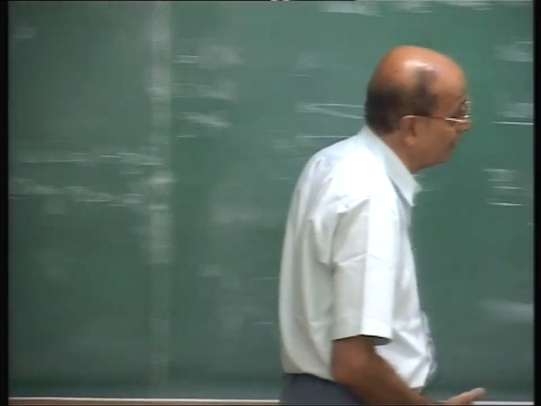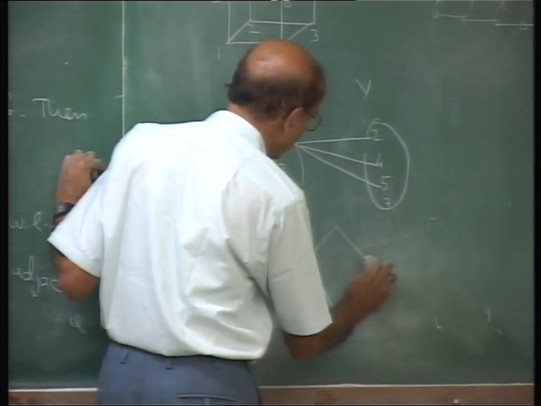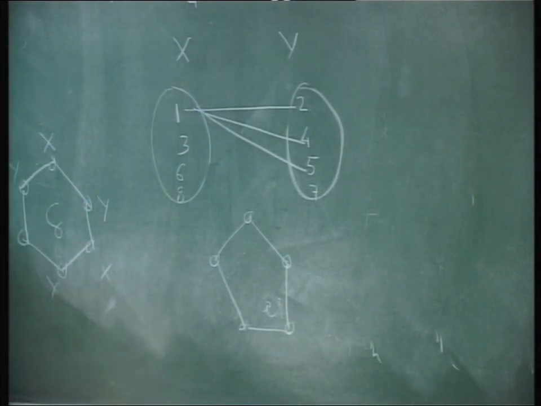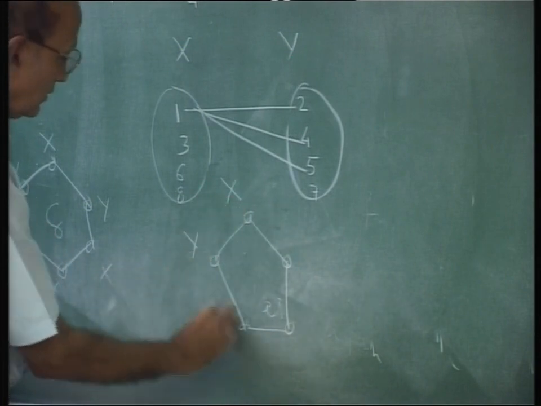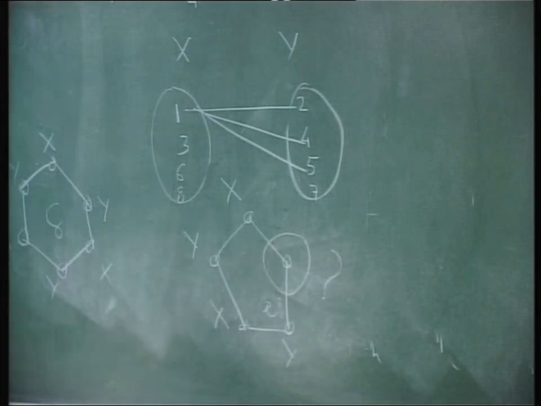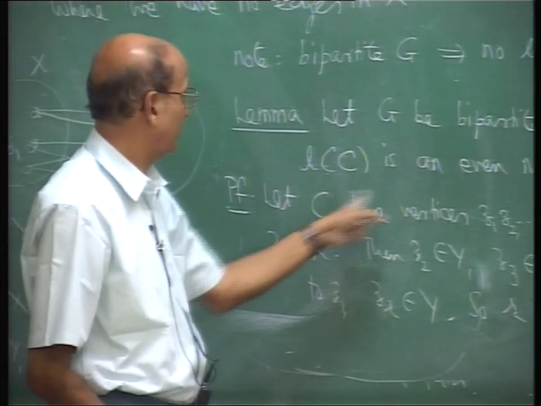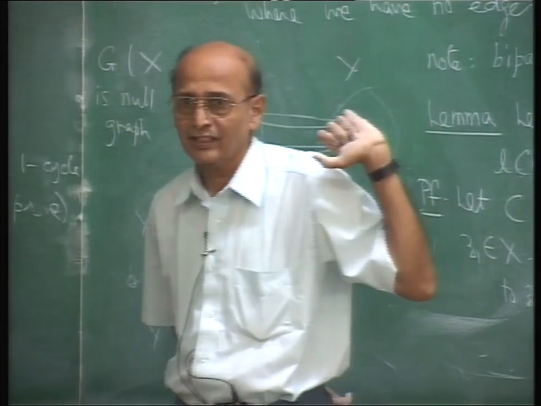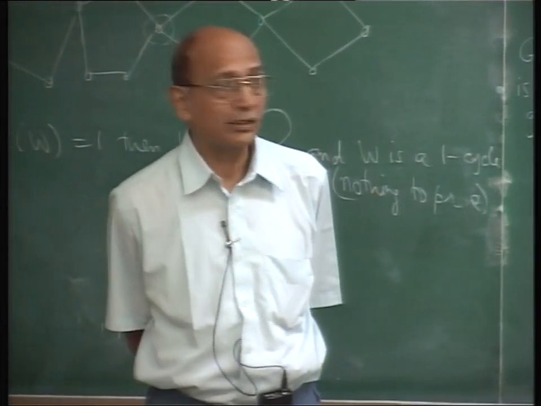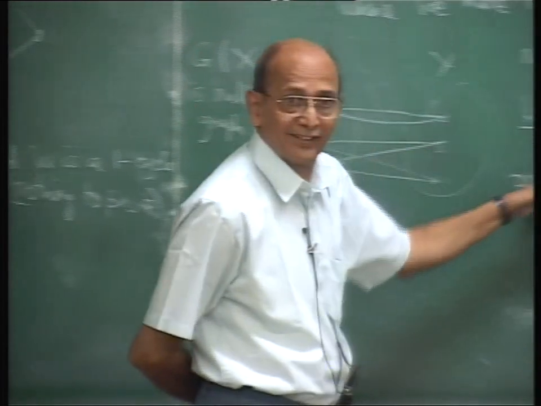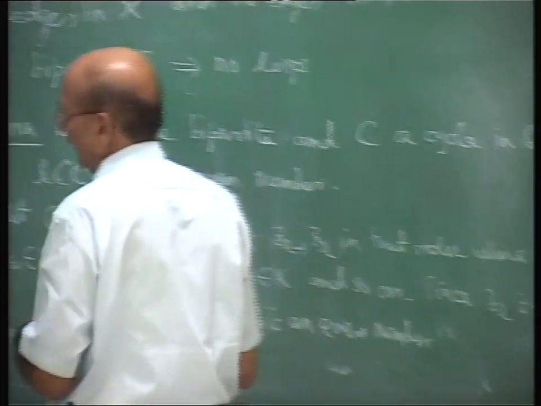What about an odd cycle? In fact, this is already proved in this lemma. So odd cycles cannot be bipartite. Therefore, it does look like if you don't have odd cycles, then your graph should be bipartite, which is actually the converse statement of this. So let's write it out and prove it.